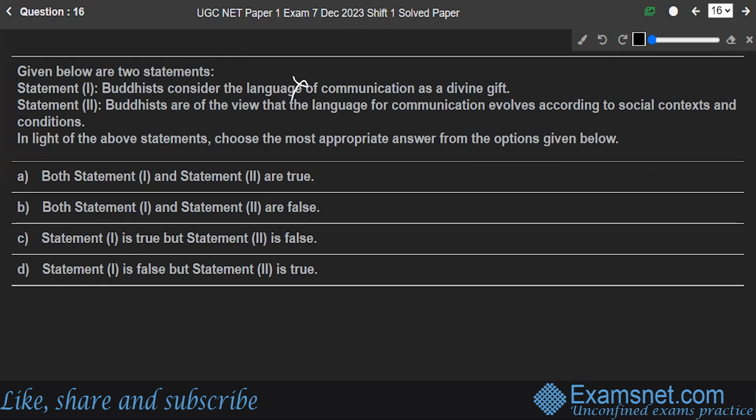Second statement: Buddhists are of the view that the language of communication evolves according to social context and conditions. This one is true. They recognize that language is a fluid and dynamic system that is shaped by the social, cultural, and historical context in which it is used. So the first statement is false and the second statement is true, that is, option B is the correct answer to the question. Hope you got that. Let's move to the next question.